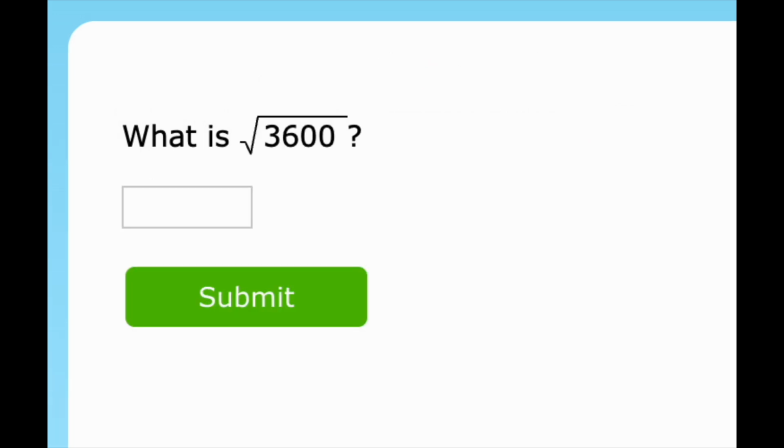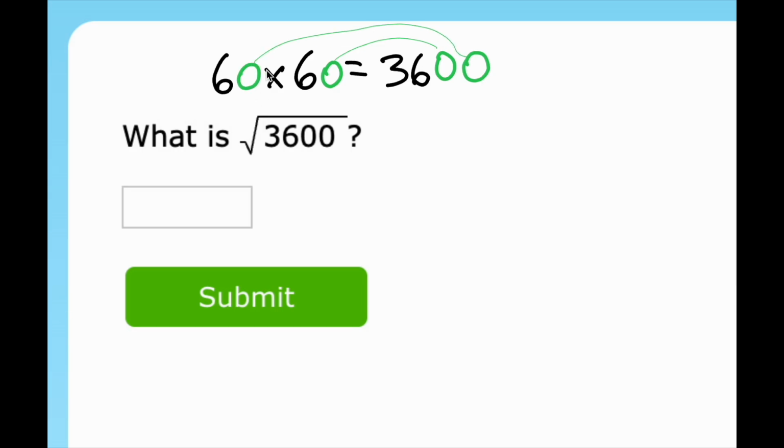Next we have the square root of 3600. Just like before, I'm going to focus on the 36, and I know that 6 times 6 makes 36. Since we have 2 extra zeros, half of that is 1, so we should have 1 extra 0 in our answer. And once again, note that there's 2 zeros on the left side of the equal sign and 2 zeros on the right, so our final answer is 60.